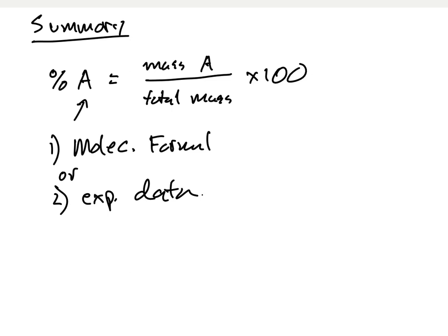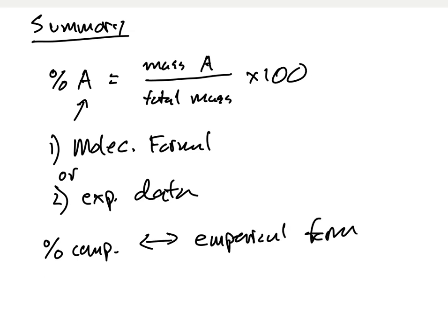We also saw how this percent composition data allows us to essentially go back and forth in determining the empirical formula. If you have a percent composition, we saw how we could use it to determine the empirical formula. And of course, if you have an empirical formula, you could go back the other direction and determine that percent composition.